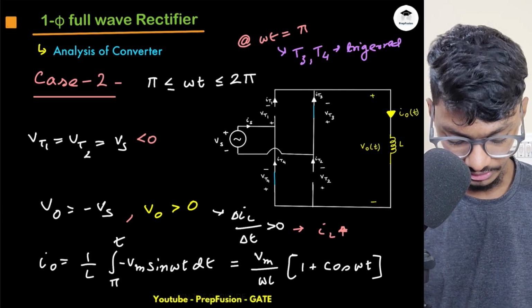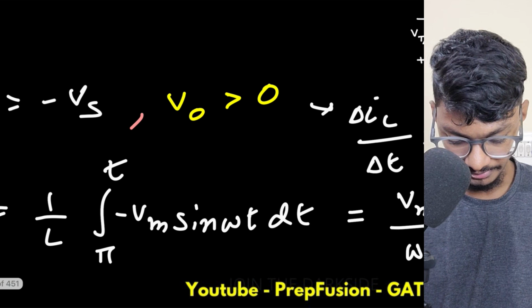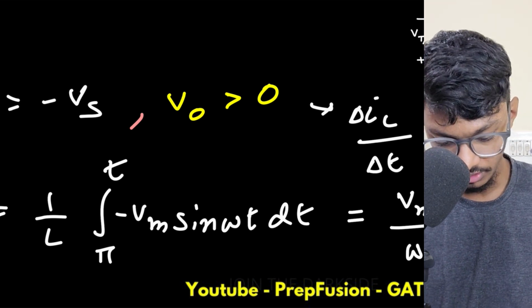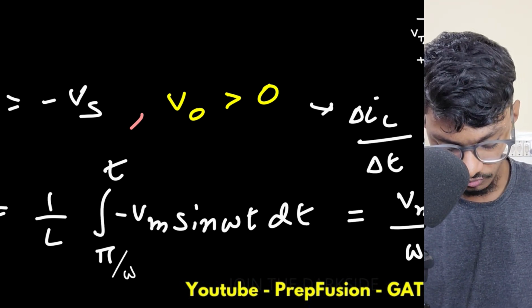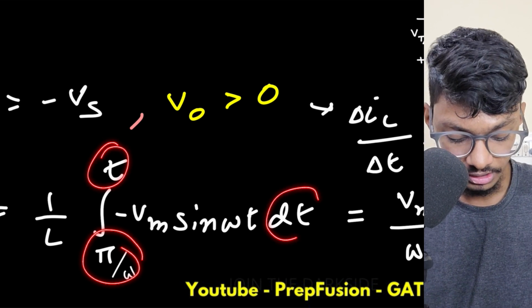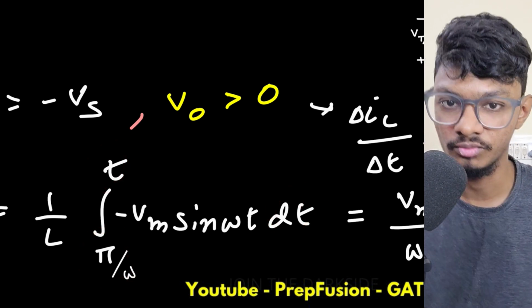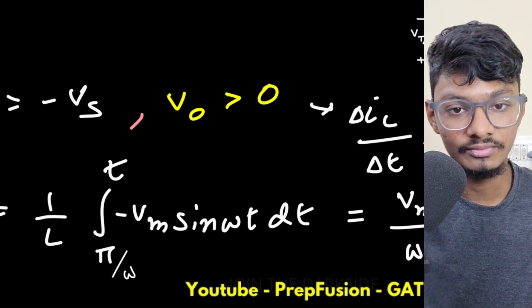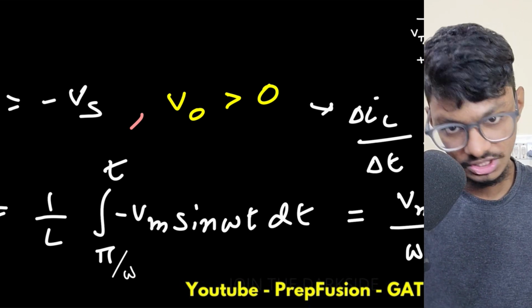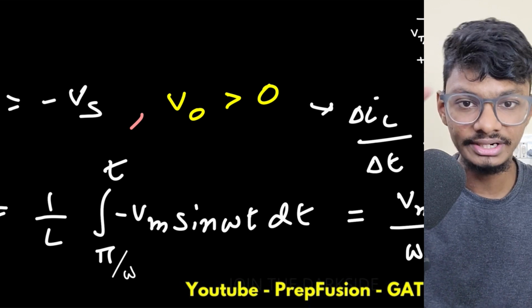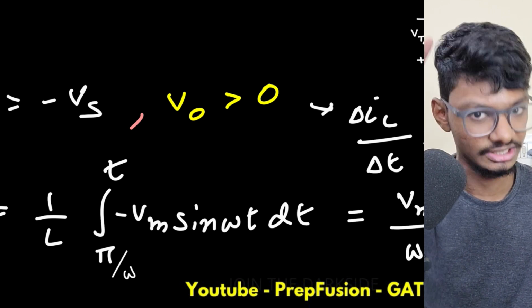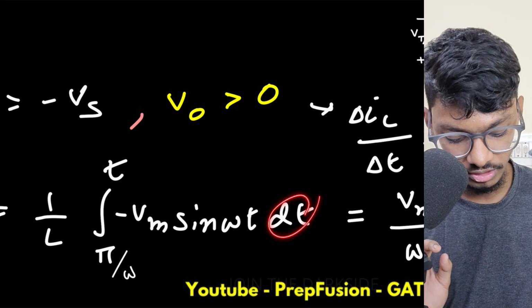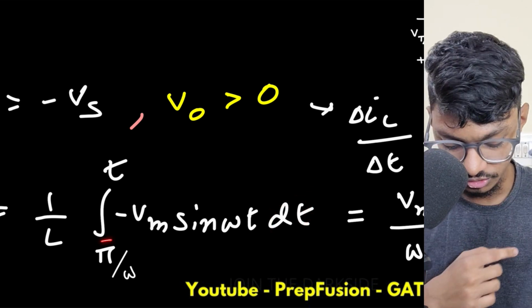One small mistake I have done here is that this should not be pi, right? This should be pi by omega, then only they will get cancelled, because I am placing limits of what? Lower limit and upper limit of dt, right? Not d omega t. VL is equals to L di dt. If I integrate on both sides, I have to integrate with respect to dt, not omega t, because whenever I used to integrate with respect to omega t, that was just the x-axis was omega t. But here I have to integrate with respect to dt. So these are the limits of time.